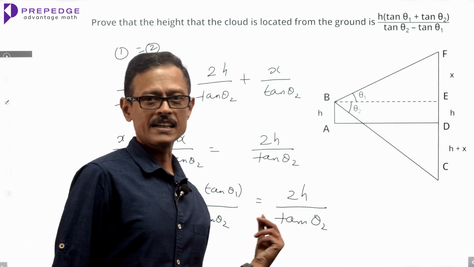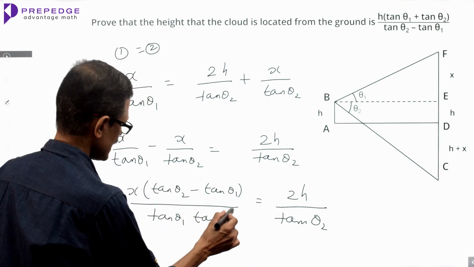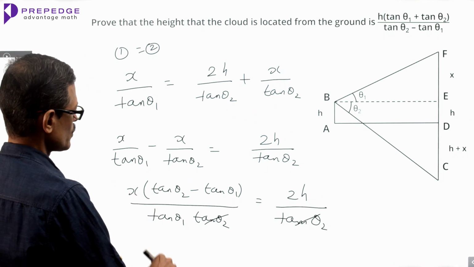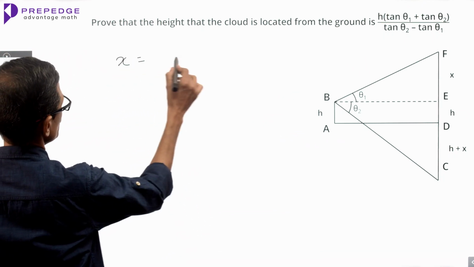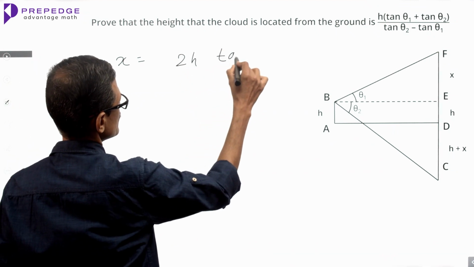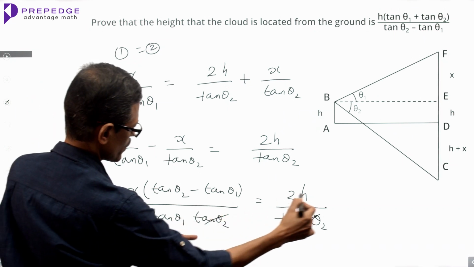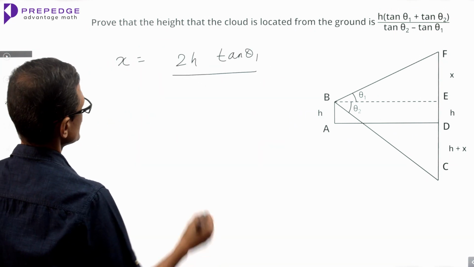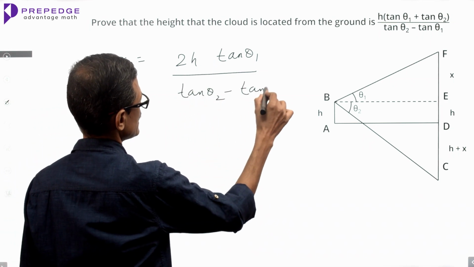On both sides the denominator has tan theta 2. So if you multiply both sides by tan theta 2, it will get cancelled. What will the value of X be then? Let's see, we cross multiply here. X is equal to 2H tan theta 1 divided by tan theta 2 minus tan theta 1.